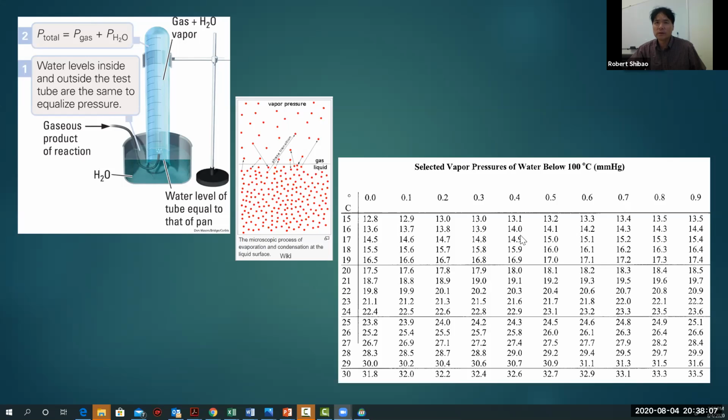This is from your book here, not from Wikipedia. I think this is from, no, this is not from the book. This is from the lab manual.